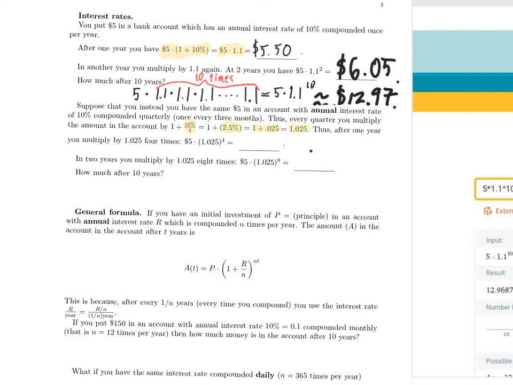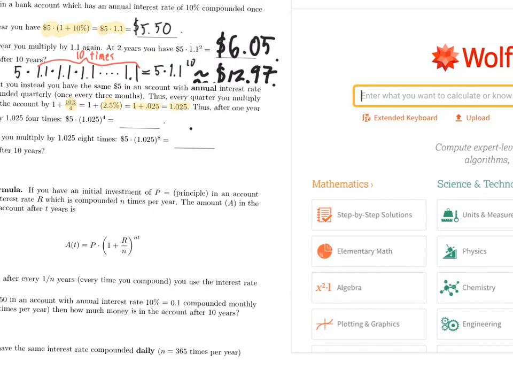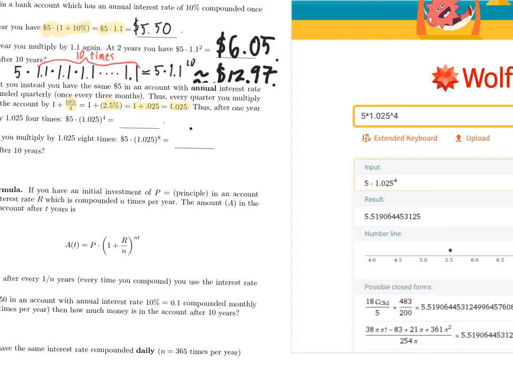That means that after 1 year, you multiply by 1.025 4 times, and that certainly is not something that I can do in my head. Like all of these computer-aided computations, I encourage you to do it on your own. Maybe even pause the video as I'm pausing the recording. There we have it. 5 times 1.025 raised to the 4th, there it is, somewhere around $5.52.